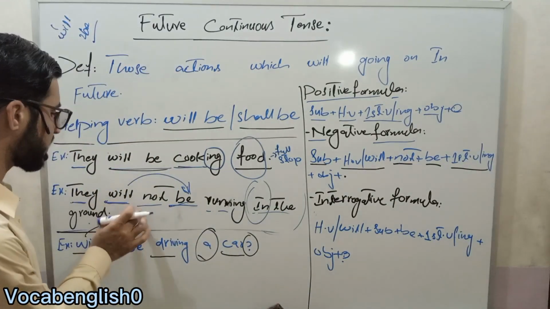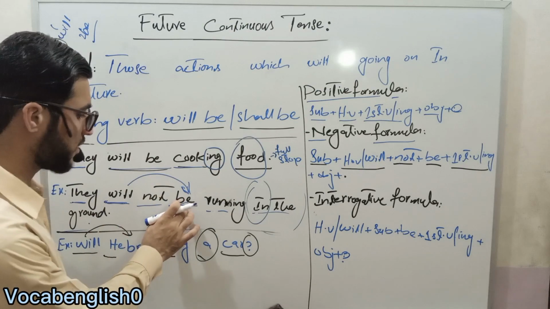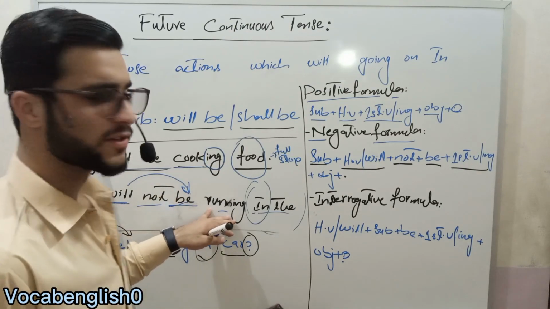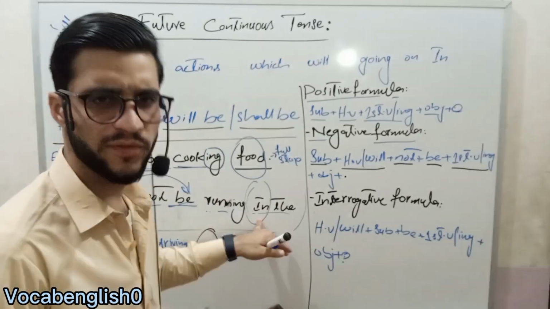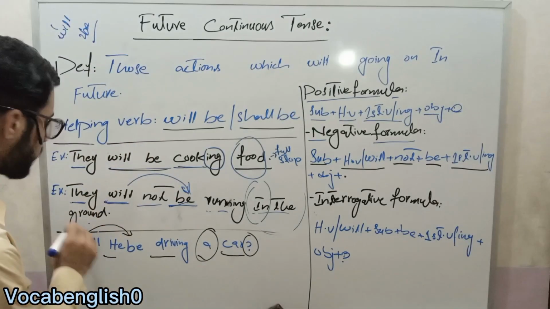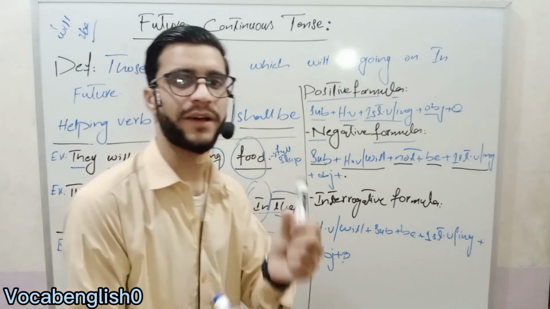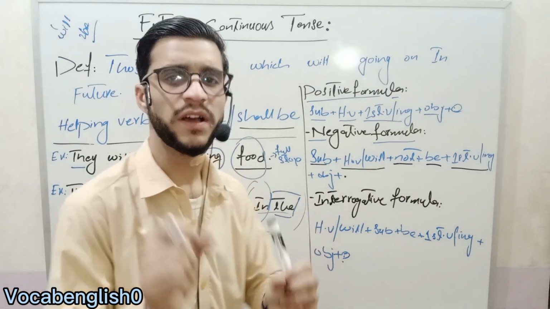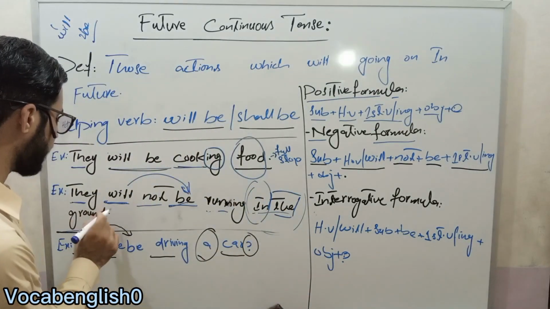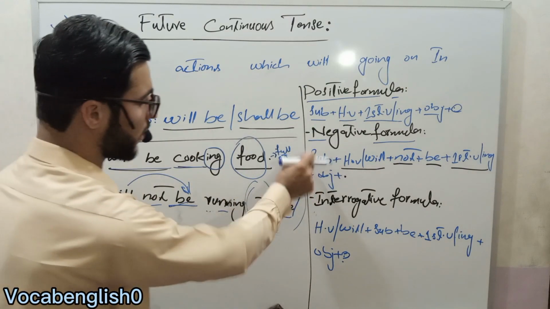So this is our subject, helping verb plus not plus be. Then running, first form of verb with ing, then it is a preposition. And the ground: why are we using the? Because the ground is a specific place for a player. So this is the negative example and this is the negative formula.